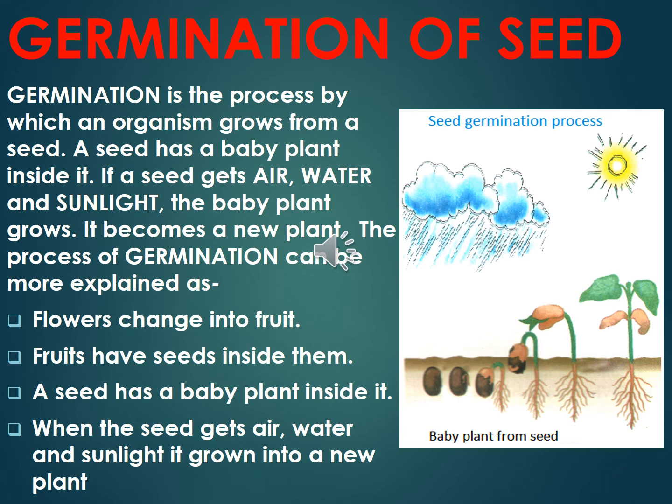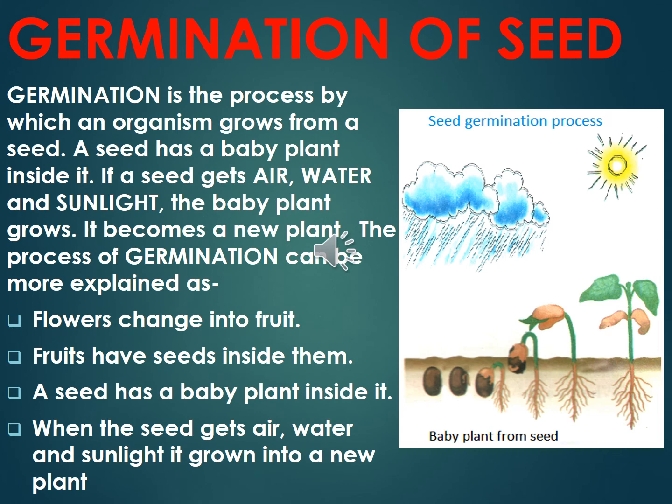How does a small seed turn up into a big plant, into a big tree? The complete story is known as germination of seed. Germination is what? It is the process by which an organism grows from a seed.